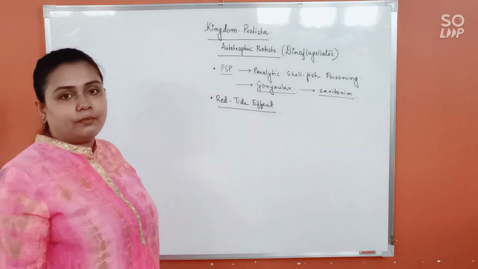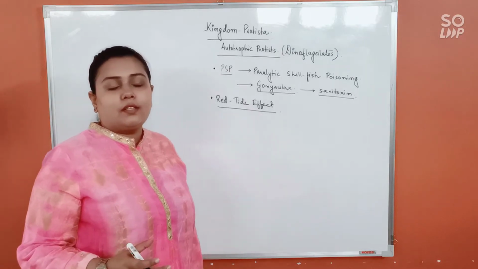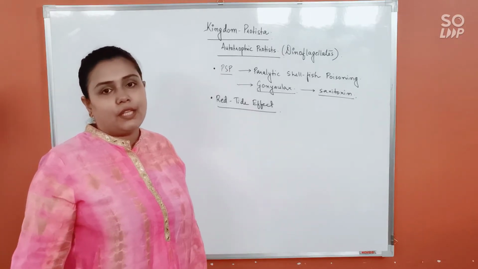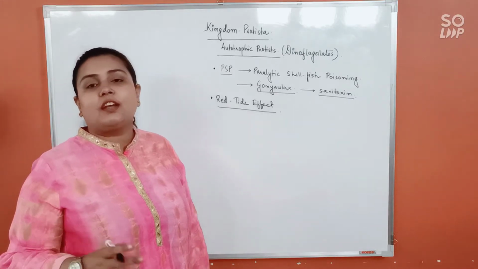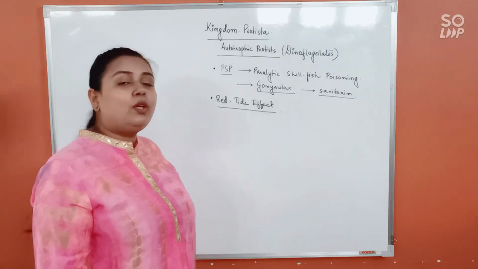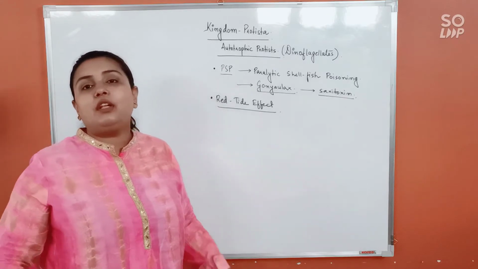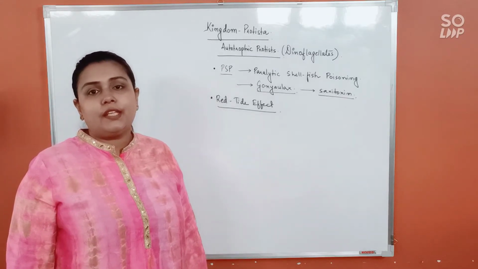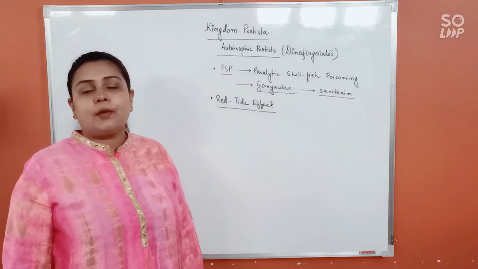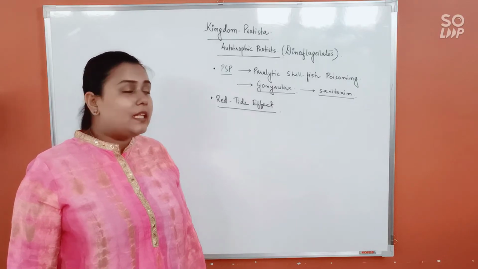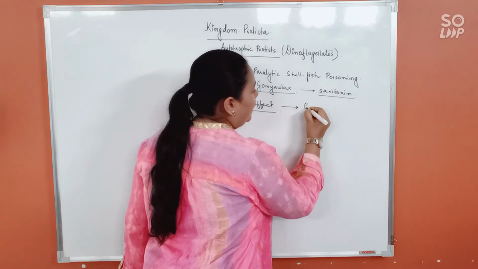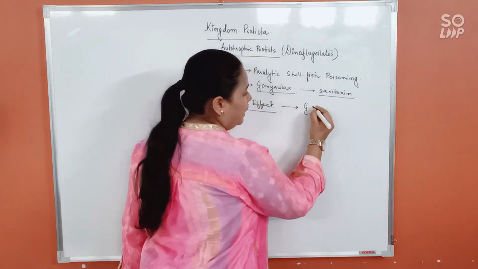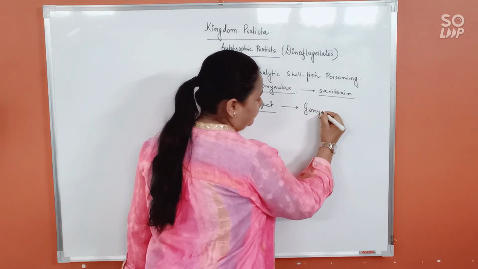Again, Gonyaulax. Okay? Gonyaulax grows in abundance on the sea surface and makes the sea surface appear reddish in color. As you know, these are golden brown color protists. So when they grow in abundance on the sea surface, they can make the sea surface appear red in color. Okay? This is called red tide effect.